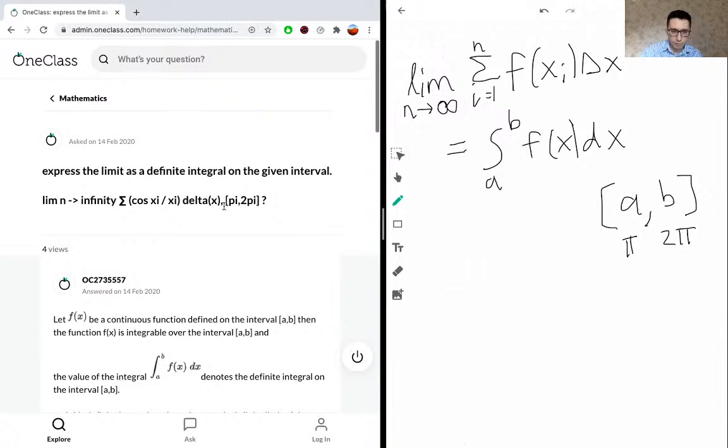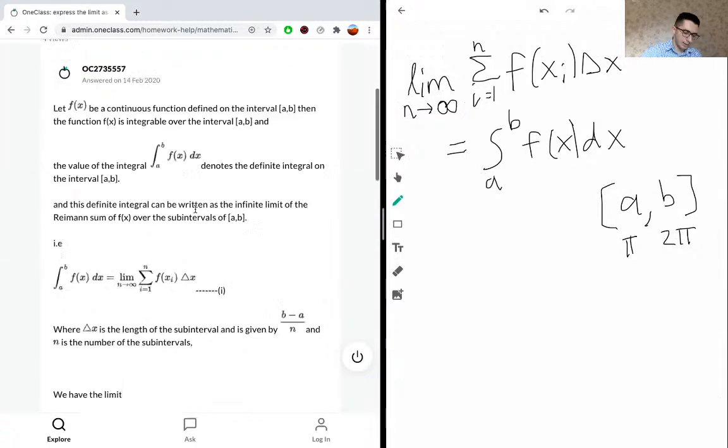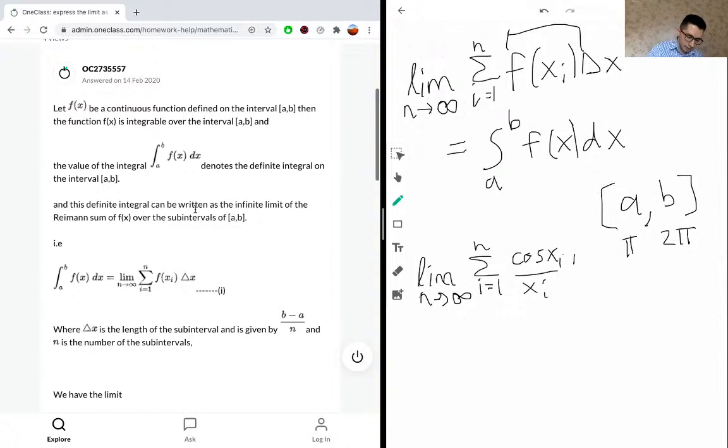And from the format of the equation that we're given, this component right here is what we care about to convert into the integral. So we'll write that out. We'll say the limit as n goes to infinity for the summation i equals 1 to n, and then what's given to us is cos xi over xi times delta x. So we know that this right here is our f at x.